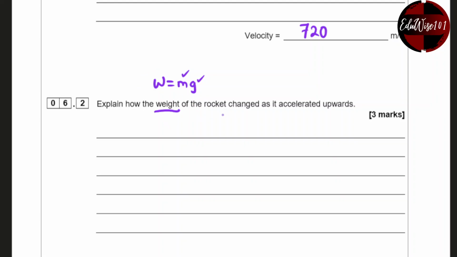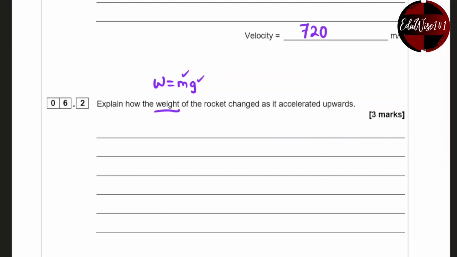Now, in reality, in the rocket, as the fuel is burned, you're going to have less mass because you're using up the fuel. So the mass is going down. And the gravitational field strength also decreases when you go up from the surface of the Earth. So when you go into space, the gravitational field strength is less. Because both the mass and the gravitational field strength are decreasing, the overall weight of the rocket also decreases.